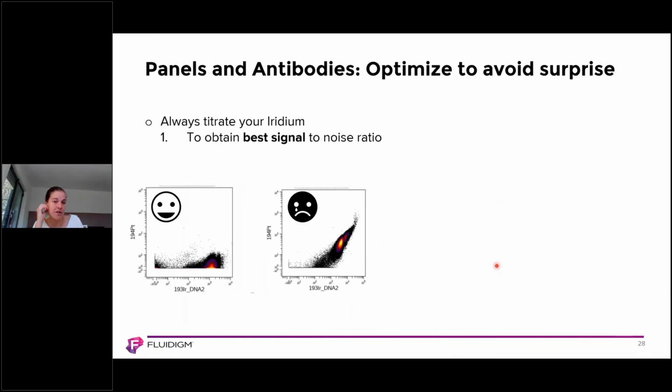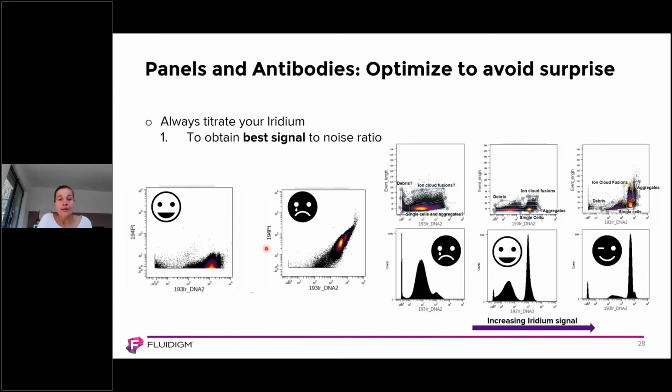Another thing to always titrate is your iridium. So the iridium will stain the nucleus of your cells, and it's super important to titrate your iridium to have the best results. As you can see here, if you use too much iridium, you can have a contamination in the platinum channel, for example. So if you use this channel for live dead staining, it will impact that. So just titrate your iridium, and you will see that it will be easier to just discriminate your cells.